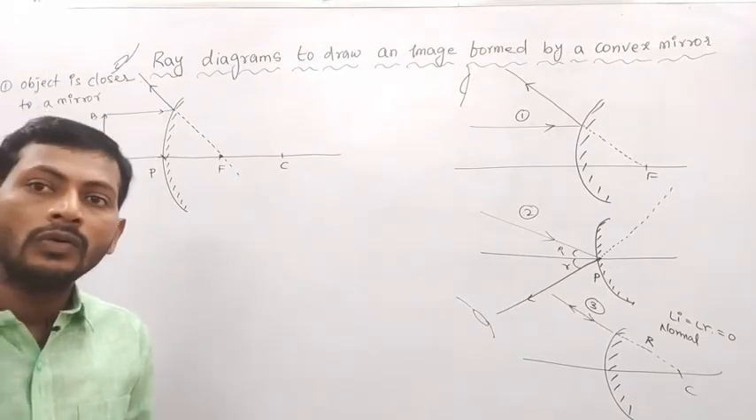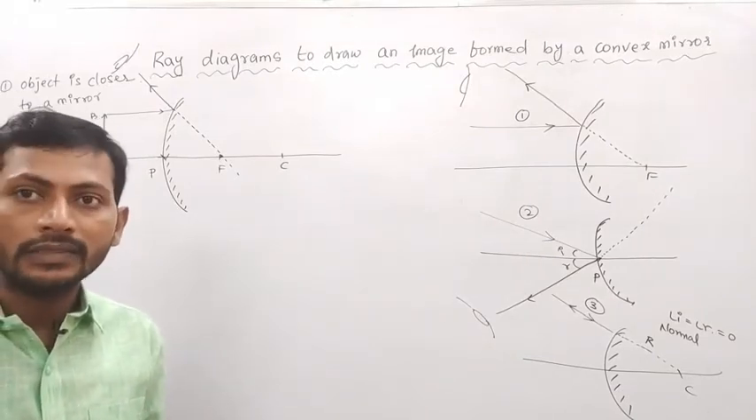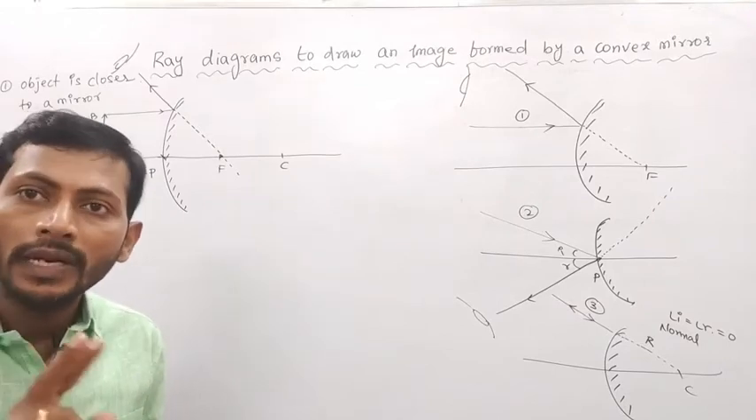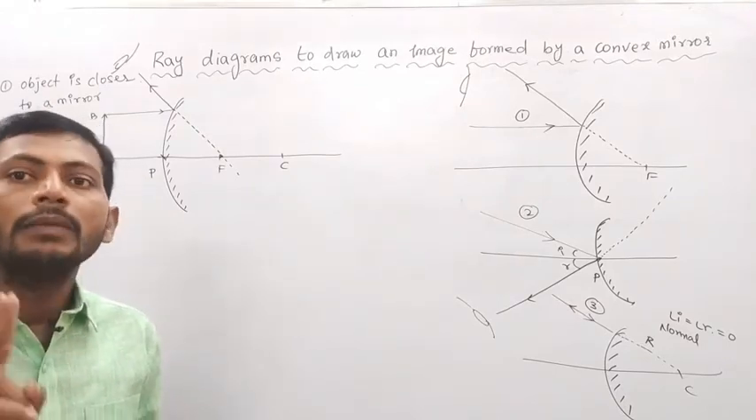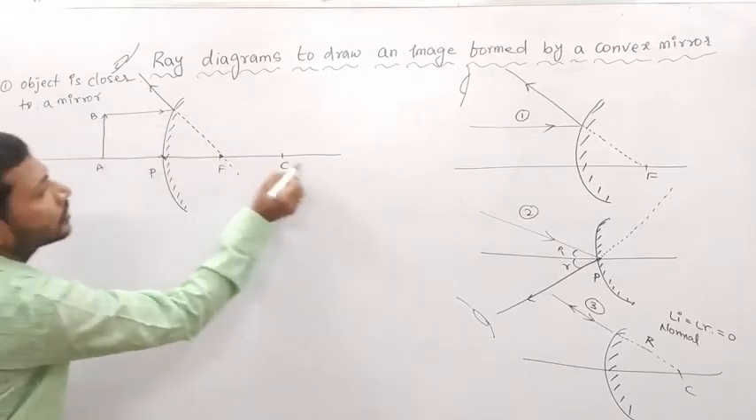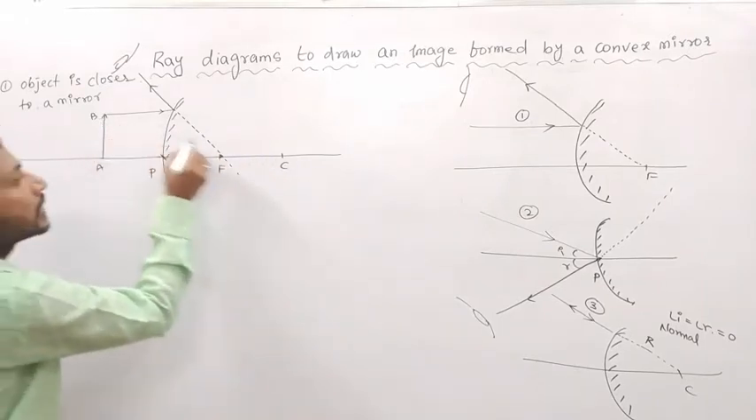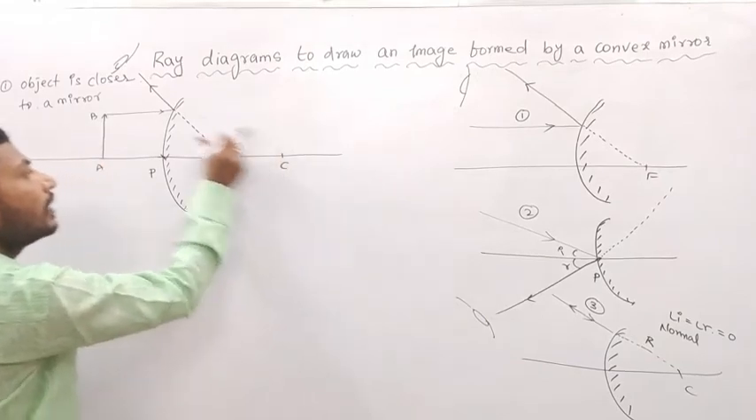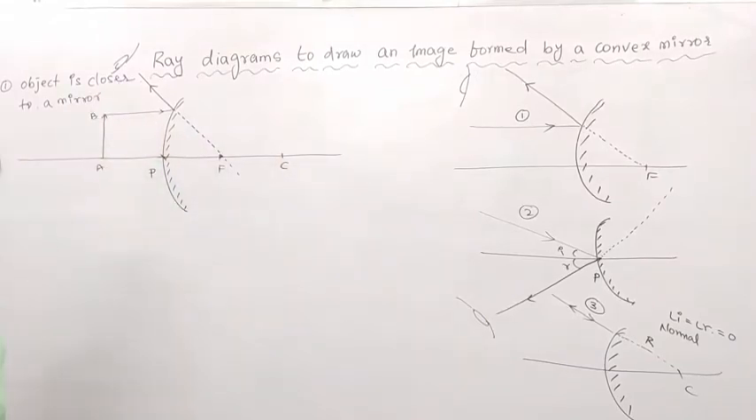But when you want to draw an image, how many rays do we require at minimum? I told you we require a minimum of 2 rays. So I am going to take the second ray. You can take it from the center of curvature also, no problem. If you take it from the center of curvature, again the ray will get reflected in the opposite direction.